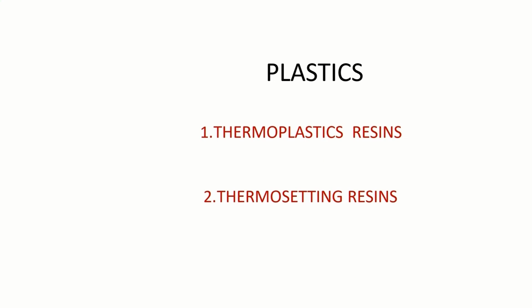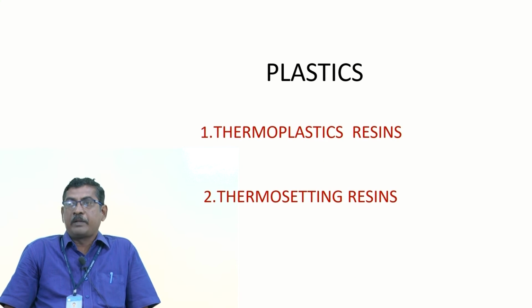Next is plastics. Plastics are high molecular weight polymers which can be molded into any shape and size. They can be divided into two types: thermoplastic resins and thermosetting resins. What is a thermoplastic resin? A thermoplastic resin is a high molecular weight polymer which can be molded into any shape and size and can be reused. This type of plastic is called thermoplastics. The best examples are polyethylene, polystyrene, and polyvinyl chloride.